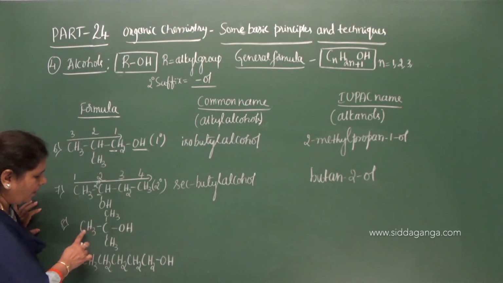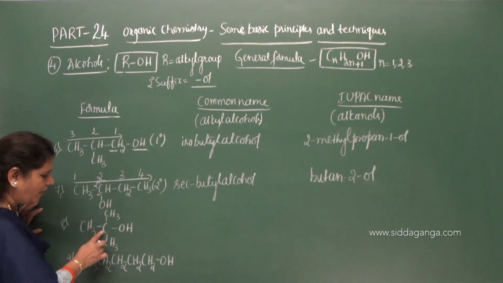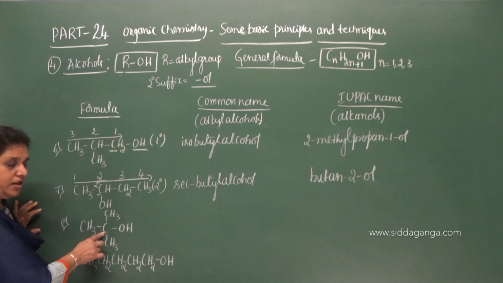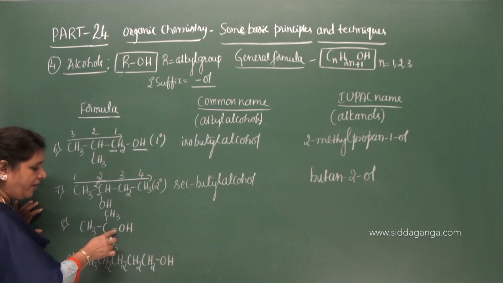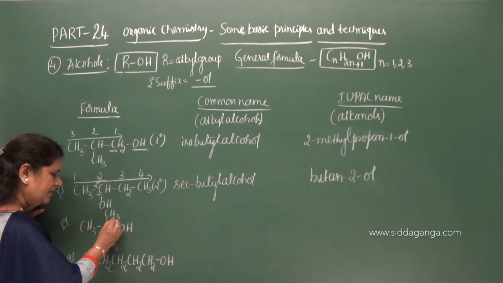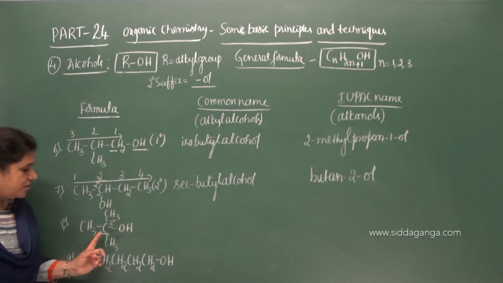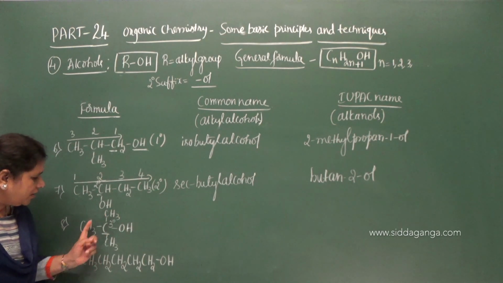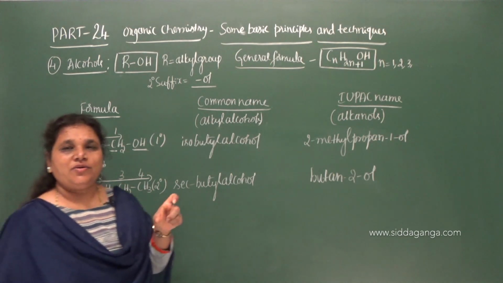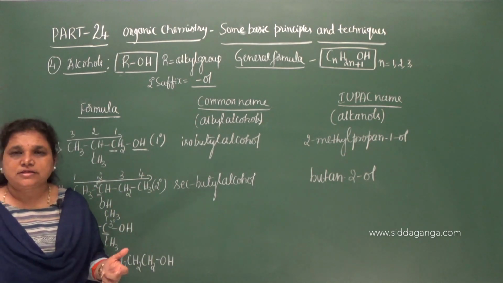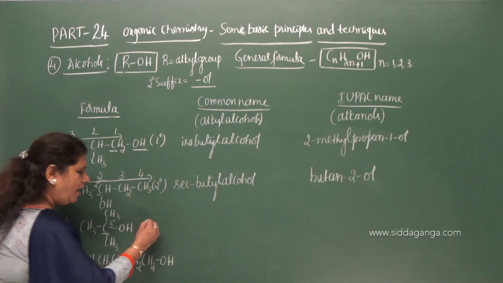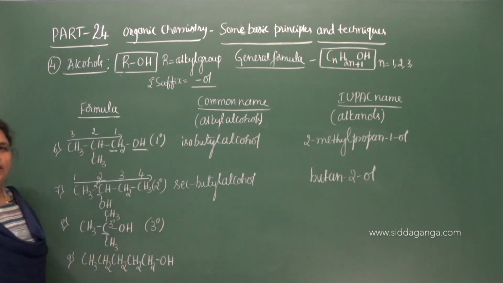Now look at here, the eighth one. There are four carbon atoms in the alkyl group, CH3, CH3, CH3, C. But the vacant bond is at the tertiary carbon. Why is it tertiary? Because this carbon is bonded to three carbon atoms, 1, 2, 3. When a carbon atom is bonded to three other carbon atoms, then the carbon is called tertiary carbon. So OH group is attached to the tertiary carbon and hence the alcohol is tertiary alcohol.